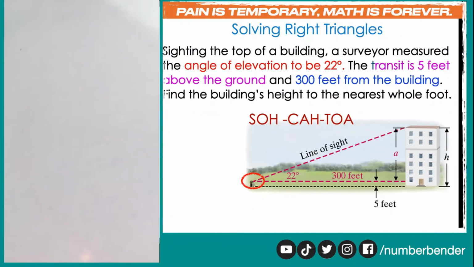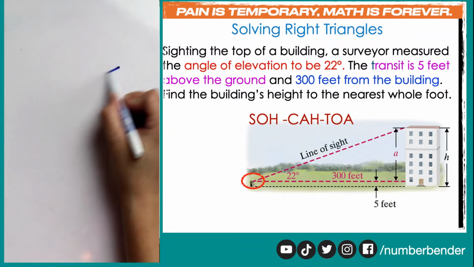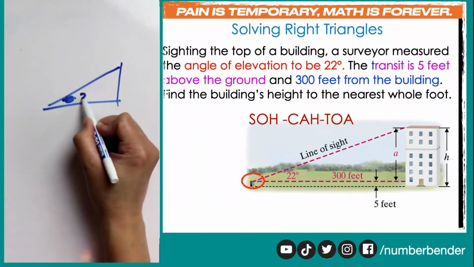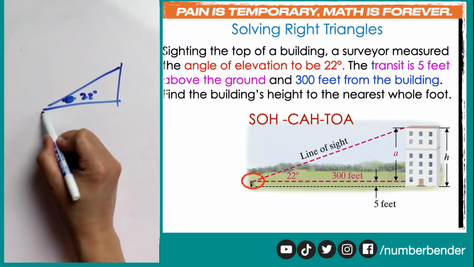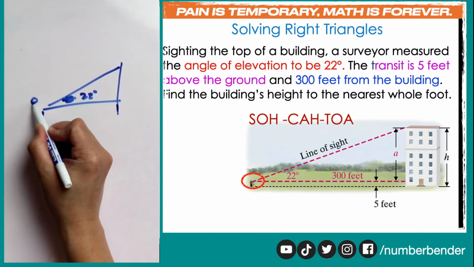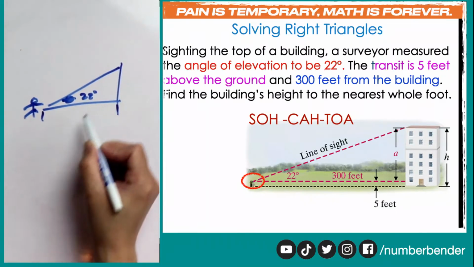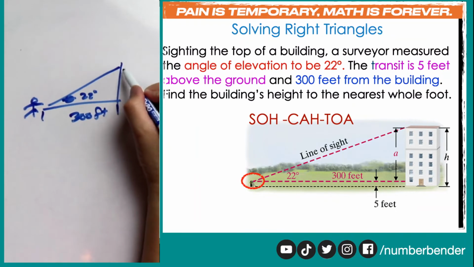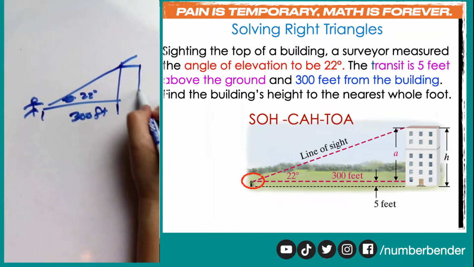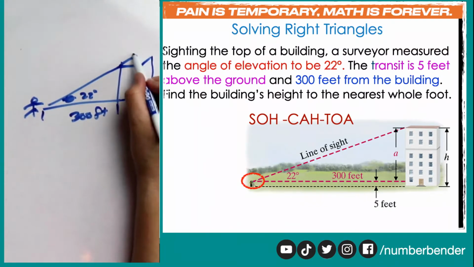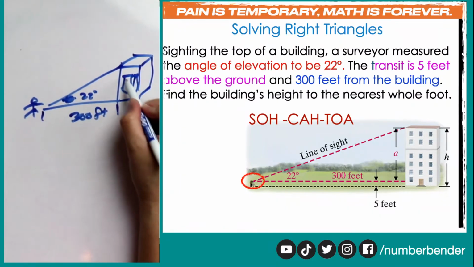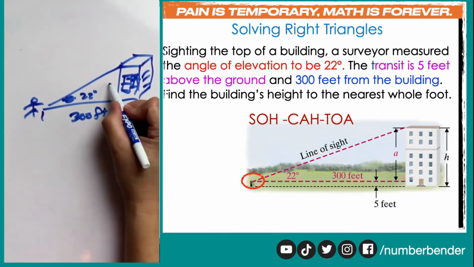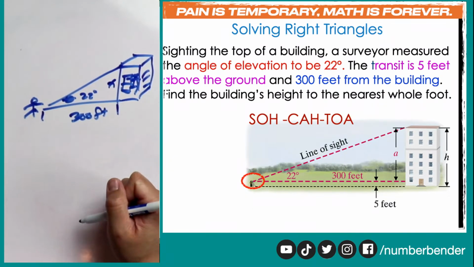So let's draw the right triangle. Now that we know that we have a right triangle, we are given the reference angle, which is 22 degrees. We are also given the distance from us. This is us. And it's 300 feet. And we're looking for the height of the building. So this is the building. And we're going to be measuring it using trigonometry, because this is what is missing in our computation.